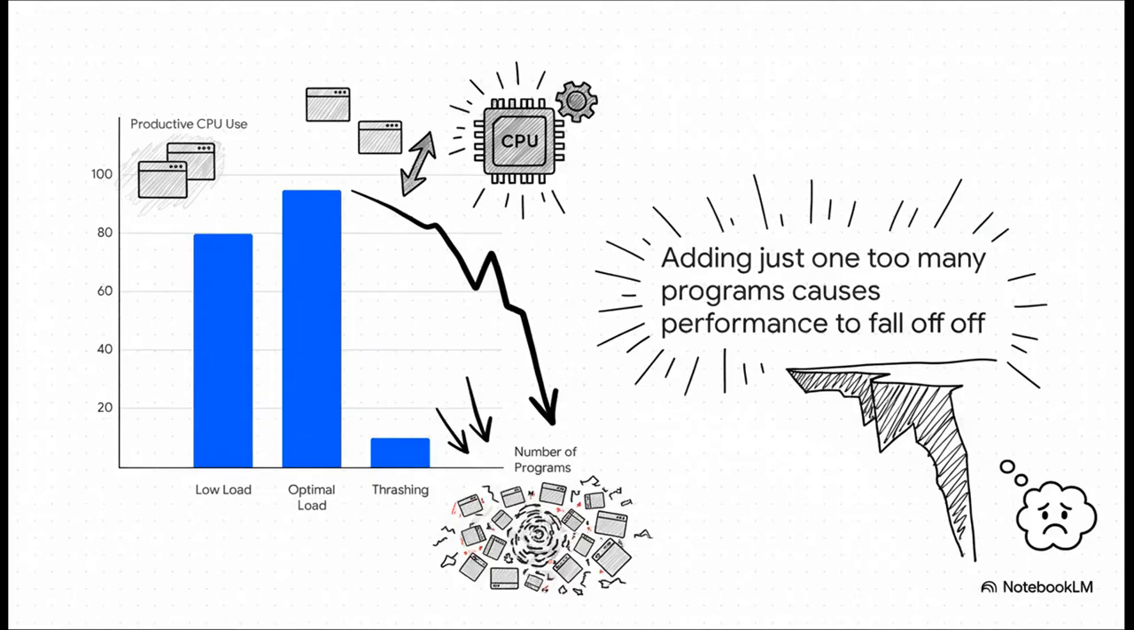This chart shows you exactly what that looks like. As you open more programs, your computer's productive work goes up and hits a nice sweet spot. But look what happens when you add just one too many things. Performance doesn't just dip a little bit. It falls off a cliff. The system starts thrashing, the CPU is spending all its time swapping, and the amount of actual work getting done plummets to basically zero. That's the freeze. That's the stuttering you feel.